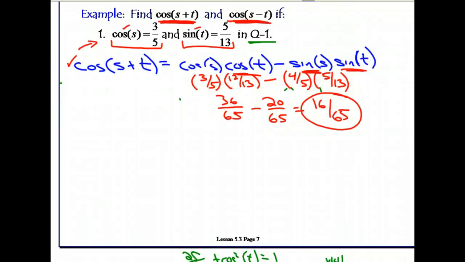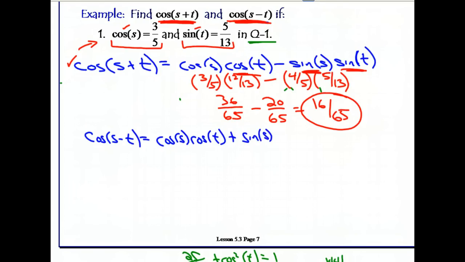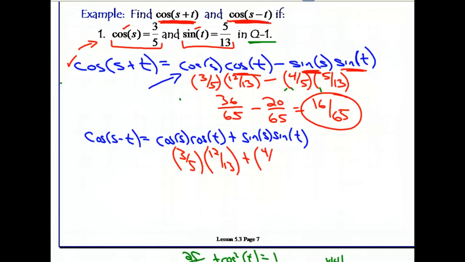So if I want the cosine of s minus t, the formula goes cosine, cosine. Now it goes plus sine, sine. And I look at the previous formula right here. It's like I just did all that. I've got the same numbers. So I'll sub in. And I've got the 3/5, and I've got the 12/13. And now instead of a minus, I have a plus. So I've got the 4/5 and the 5/13.